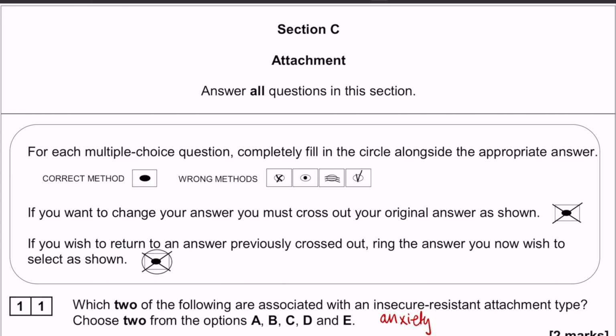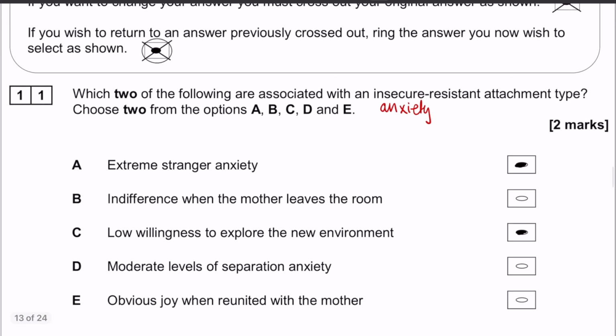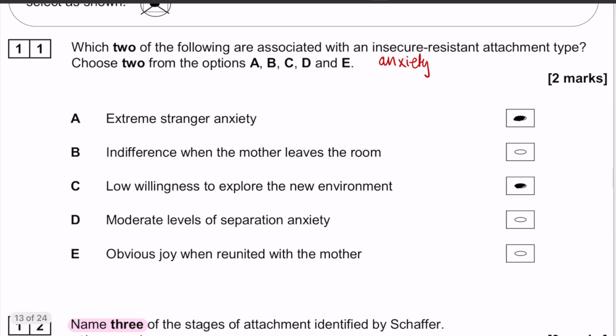Okay, so question number 11 is a multiple choice question that is worth 2 marks. The question is, which of the 2 following are associated with an insecure resistant attachment type? And you have to choose 2.